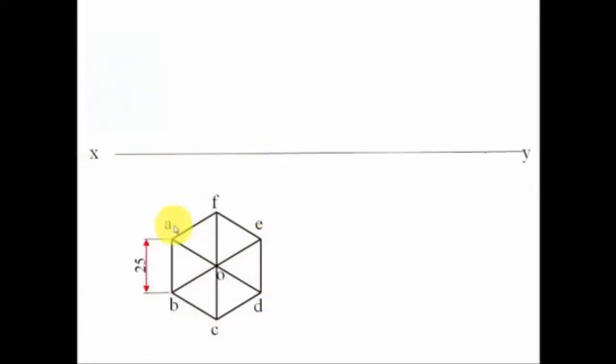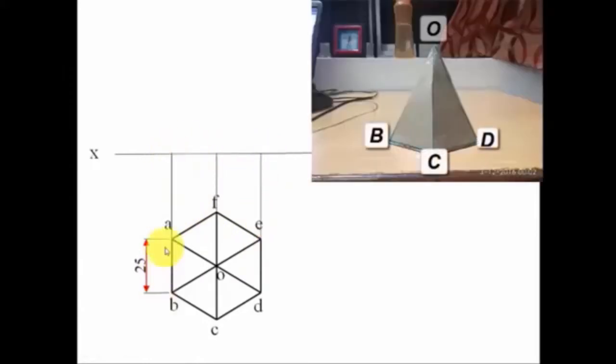Now that the top view is done, we're going to make projector lines starting from F and E until they intersect somewhere along this XY line. This point corresponds to B dash, A dash, B dash, this is C dash, F dash, this is D dash, E dash. Let's have them.